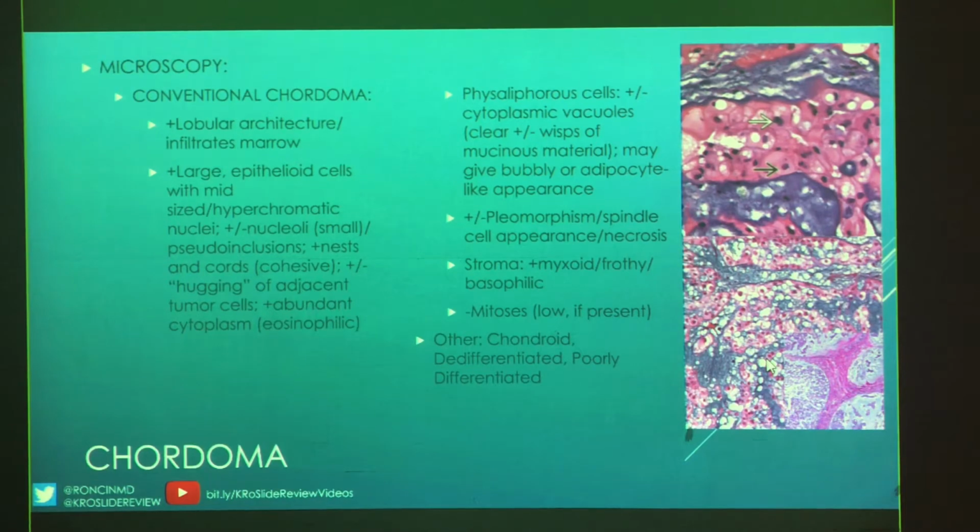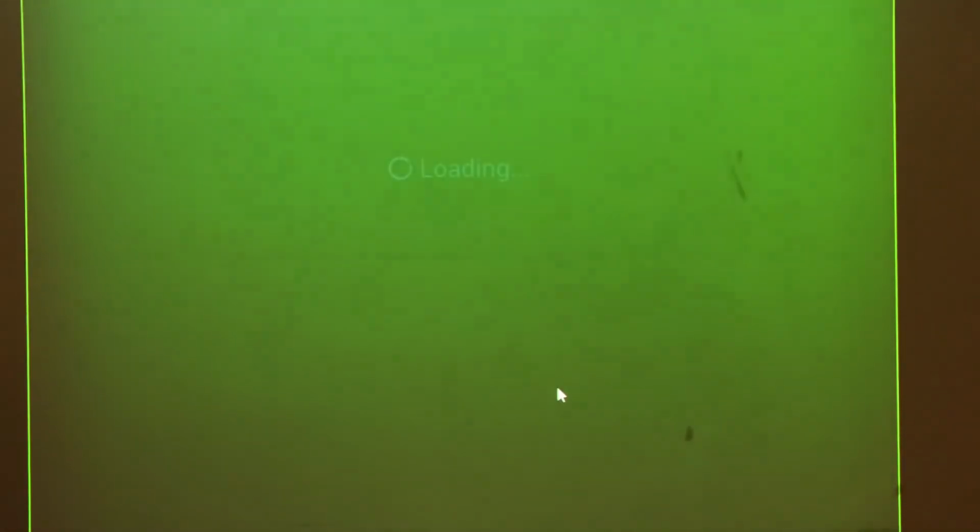You may or may not see pleomorphism. You can see spindle cells, and you may or may not see necrosis. Now remember, when we see necrosis, we start thinking about, is this poorly differentiated? The stroma itself is myxoid, but kind of has this frothy basophilic appearance, so that's all this frothy basophilic type stuff. And you don't really see mitotic activity in these tumors. If you do, it should be relatively low. There's multiple other types of chordomas, so I do recommend taking a look at them. It was a bit much for us to cover today.